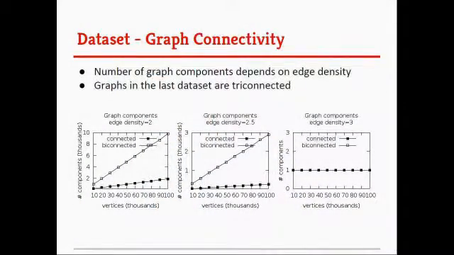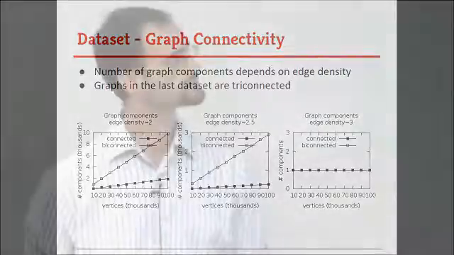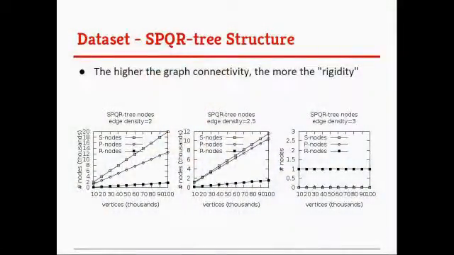Now, a few charts showing the statistics on our graphs. It can be seen that when the edge densities increase, the number of connected components decrease. It is quite obvious. For example, in the last set, we only have tri-connected graphs, since they are basically triangulations. The same thing can be seen from the SPQR3 point of view, with the last set having graphs with only R nodes in their SPQR3s.